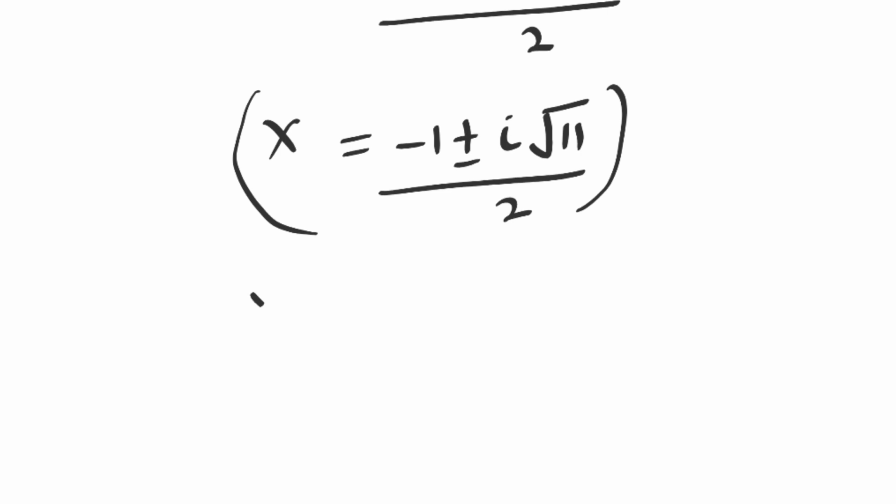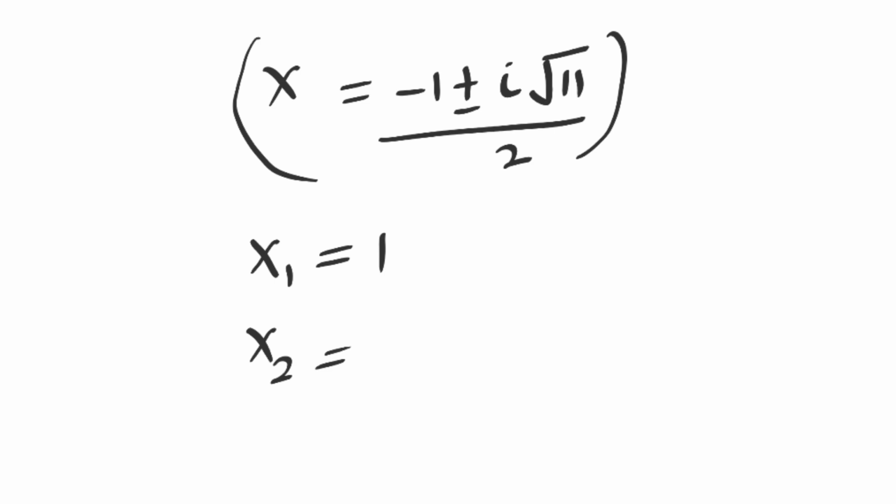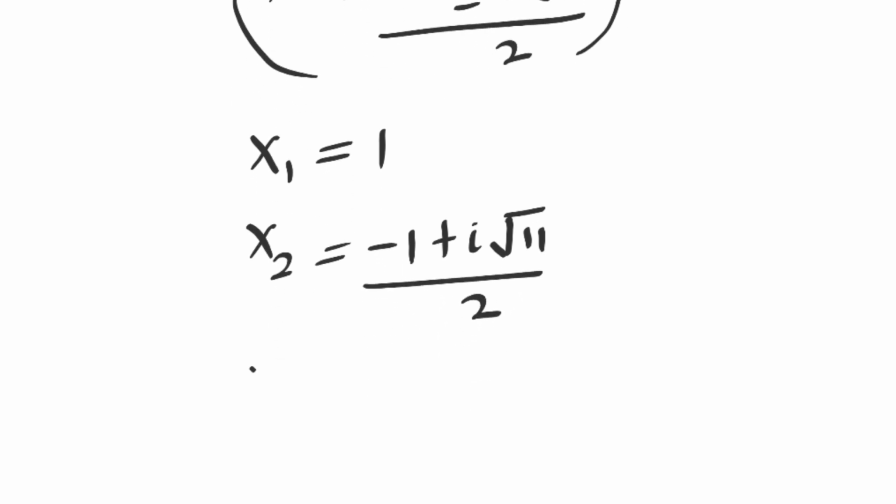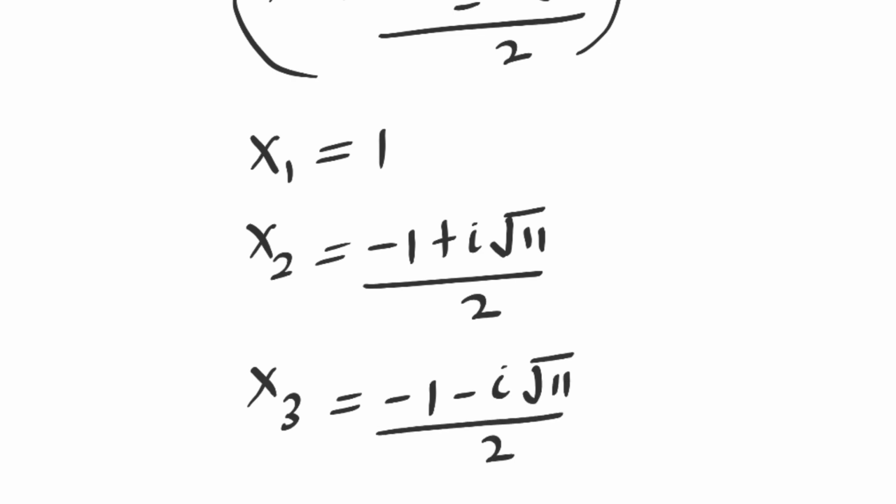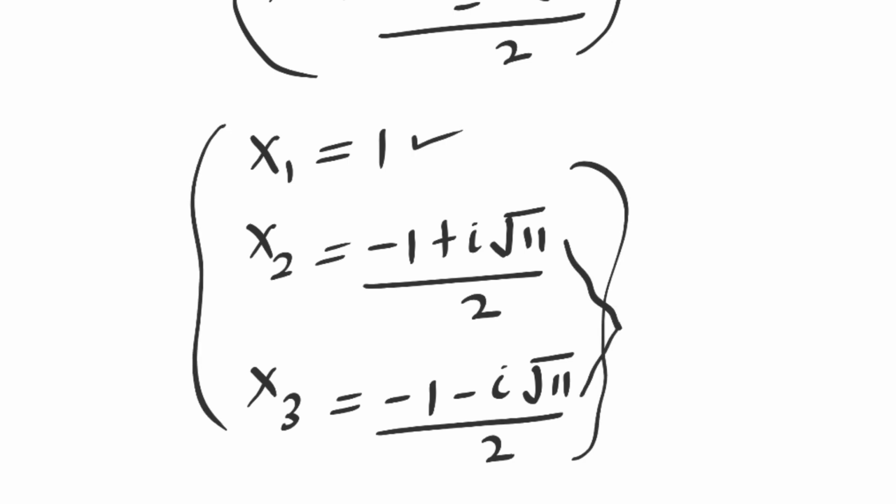Therefore, our final answers are x1 is equal to 1, x2 is equal to (-1 + i√11)/2, and then x3 is equal to (-1 - i√11)/2. You can see that here we have one real root and two complex roots. Let us check to confirm if our answer is right or wrong using the real root.